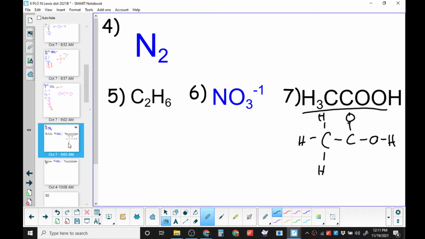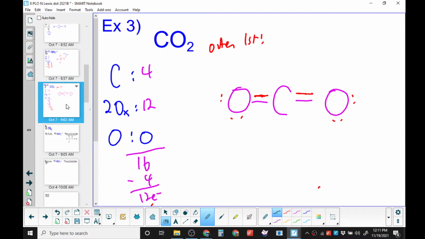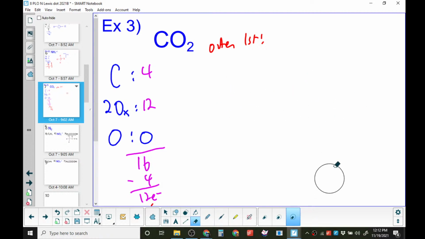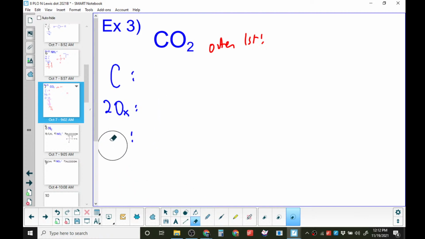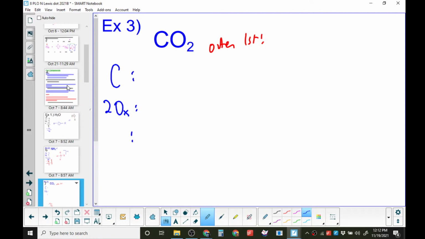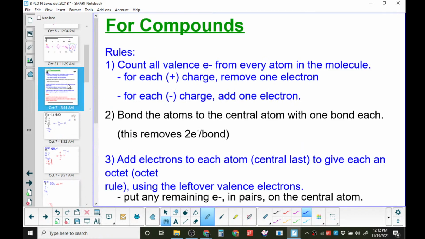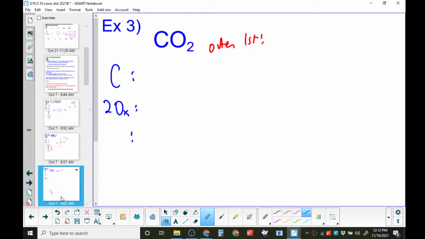Why don't I do this one with you? I'll just redo it while everybody's starting on the new stuff. I'm going to ask you questions. So let's do the CO2. I came up with a bunch of rules, but I'll just do it, and the rules will be sort of self-explanatory. Number one, you take all the valence electrons.